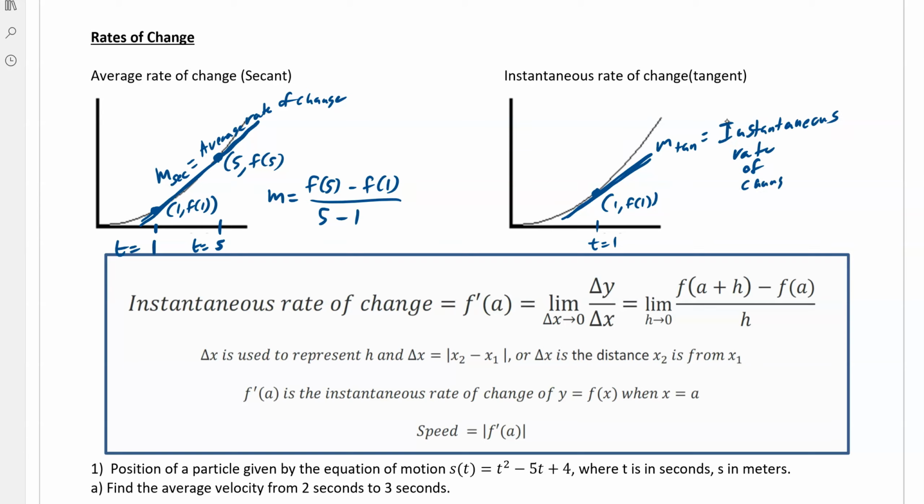So if they say find the instantaneous rate of change, they want the limit as h approaches 0 of our value. And if they want the average rate of change, they want just the slope.